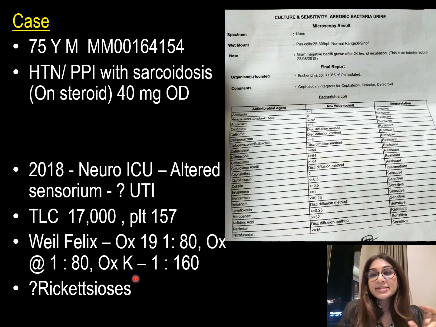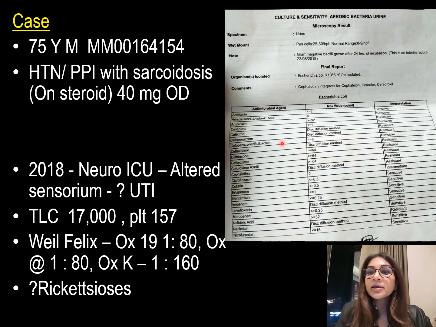Now, I will be discussing a few syndromes here with the help of cases. This is a 75-year-old gentleman who had diabetes, hypertension, and had received permanent pacemaker implantation. Currently, for sarcoidosis, he was on steroids, 40 milligrams once daily. Now, in 2018, he was admitted with altered sensorium, which was thought to be probably because of urinary tract infection on the basis of this E. coli report from the urine, and this was an E. coli which was susceptible to the carbapenems.